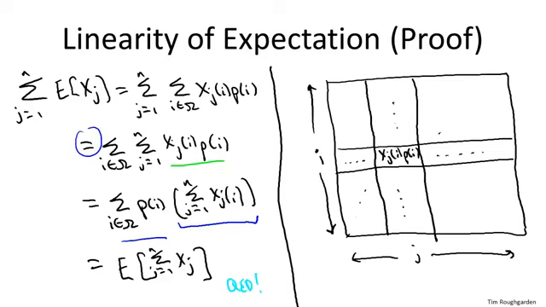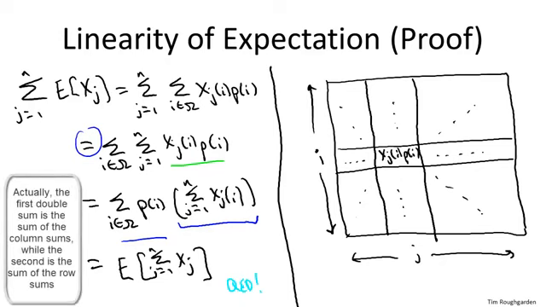Both of these double sums are nothing more than the sum of the values in all of the cells of this grid. One order of summation says you group first according to row sums and then sum those up. That's the first summation. The second summation, you first take column sums and then sum those up. But of course it doesn't matter. You just get the sum of everything in the grid. Okay, so there are no tricks up my sleeve when I reverse these sums. It's a totally elementary, trivial thing. So again, linearity of expectation: trivial to prove, incredibly useful.